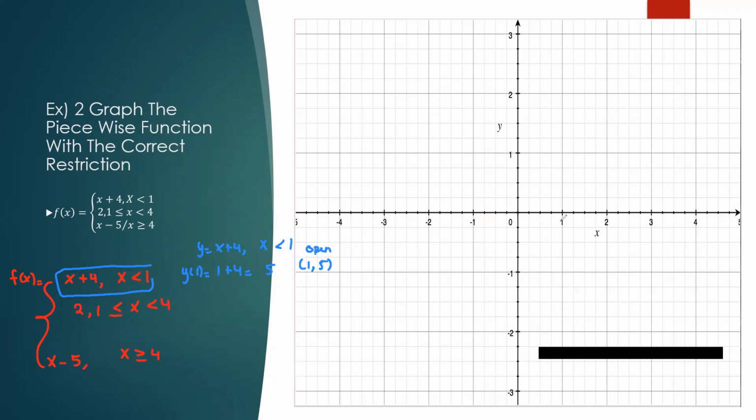So on our graph, remember we're going by 1, so this 1 is really just 4, 6, 7, 8, 12. And then this is going to be 4, 8.